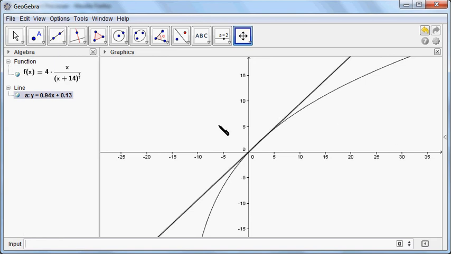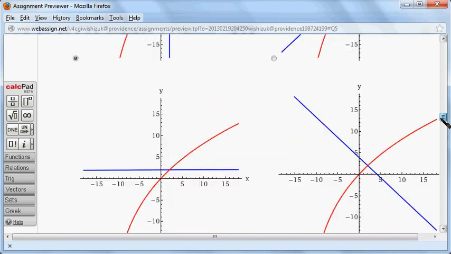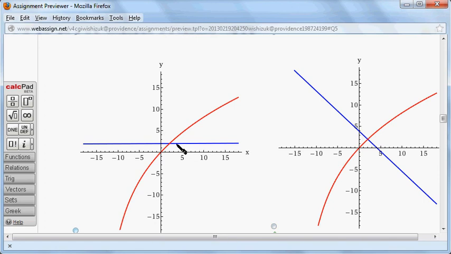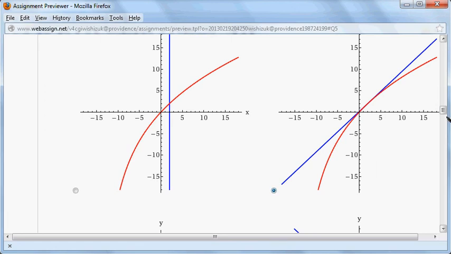Let's see if we can find the right picture. Going back to the problem, it looks like the first one, the blue one, is not even a tangent line. The second one looks promising. It looks exactly like what we had. This one isn't it, it is not even a tangent line. That's not even a tangent line either. So therefore, this should be the correct picture.